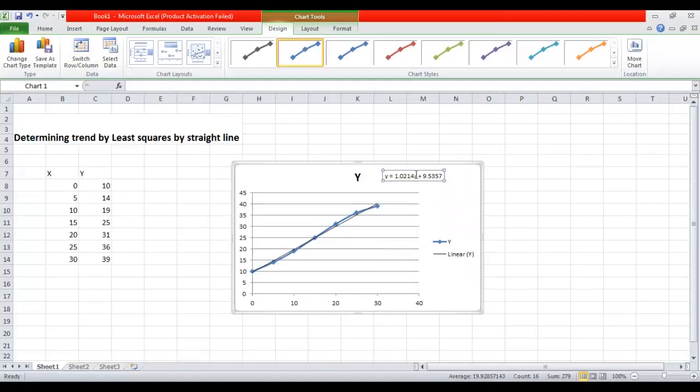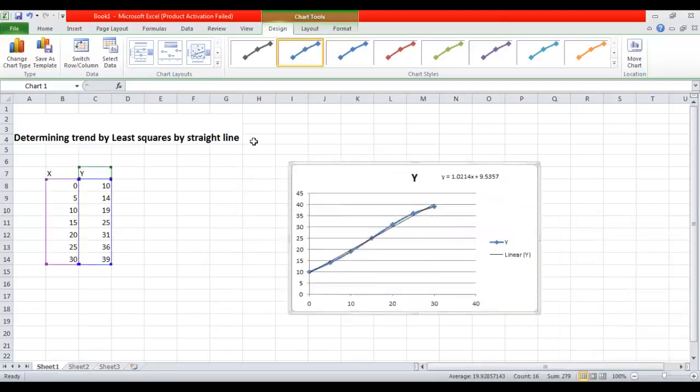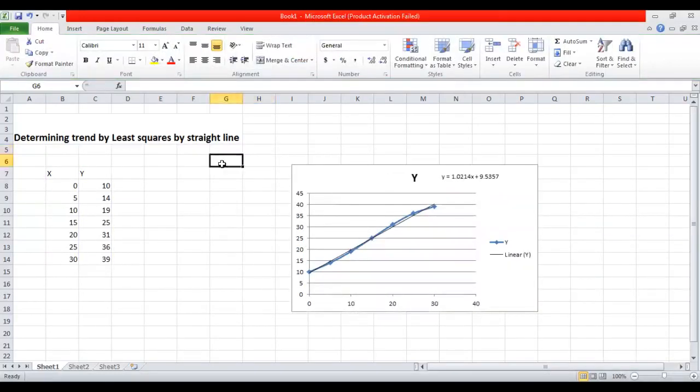So how do I find the trend values? In this equation, what is my equation? I'm just writing the equation here. That is y equal to 1.0214x plus 9.5357. So this is the equation I got for the straight line. Now I will be finding the trend values with this equation.